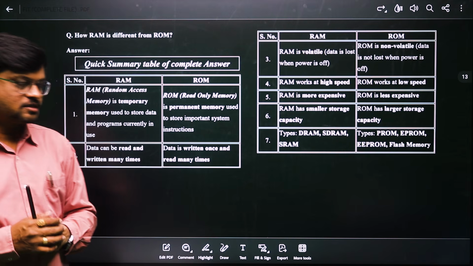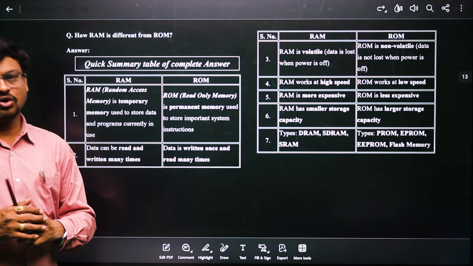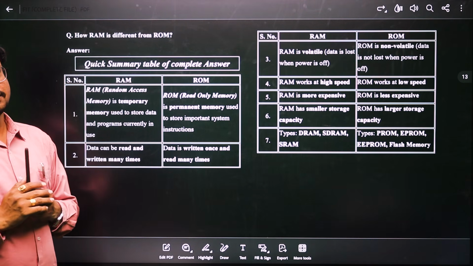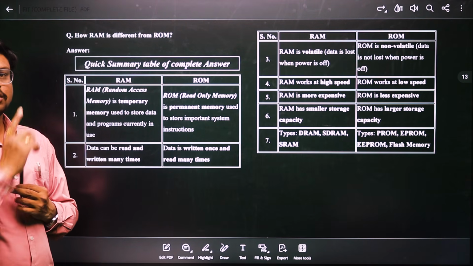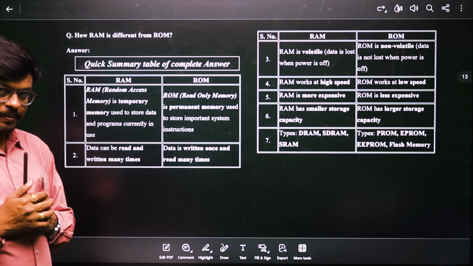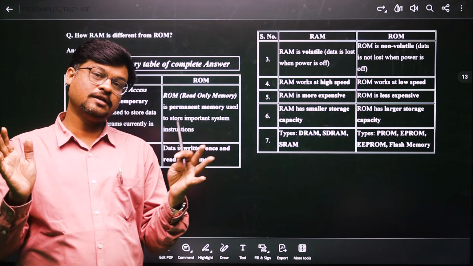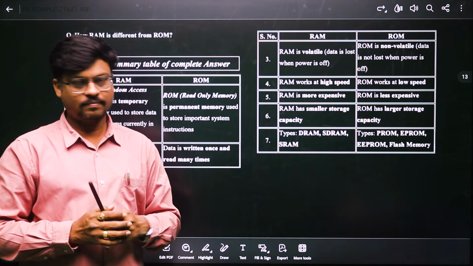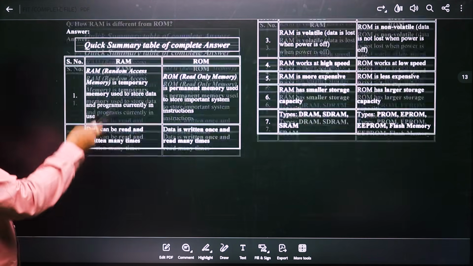So the major difference between RAM and ROM is that RAM is temporary, ROM is permanent. RAM is volatile, ROM is non-volatile. RAM has small storage and high speed. ROM has large storage and is slow. Okay, this completes your question number 2.